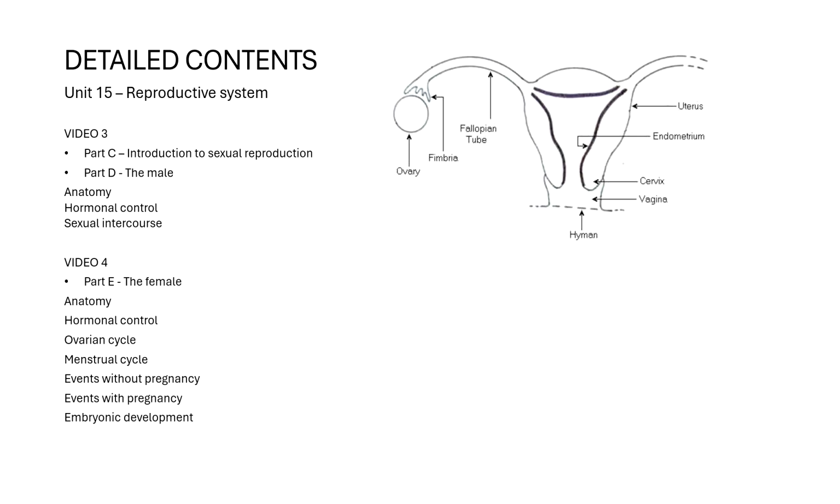Finally, video 4 includes Part E, the female. The female includes anatomy, hormonal control, the ovarian cycle, and the menstrual cycle. Then events without pregnancy, events with pregnancy, and embryonic development.